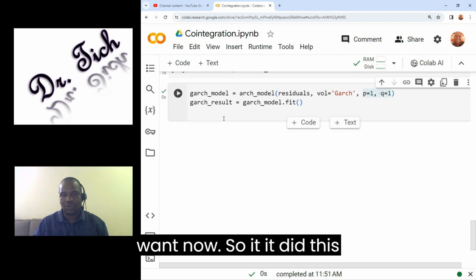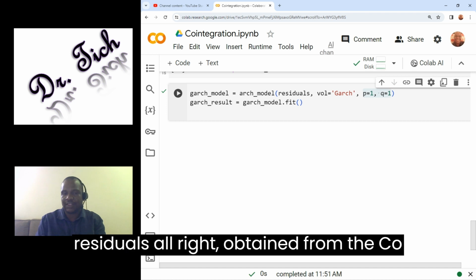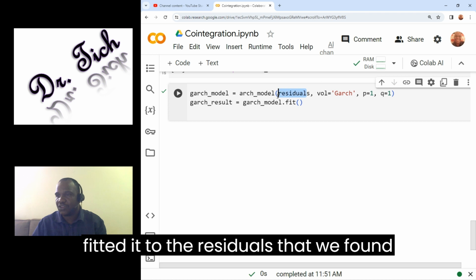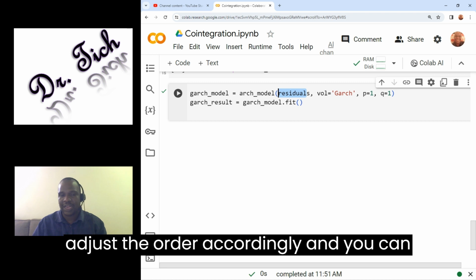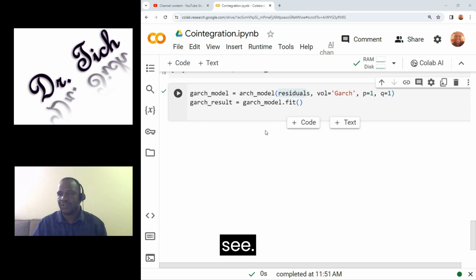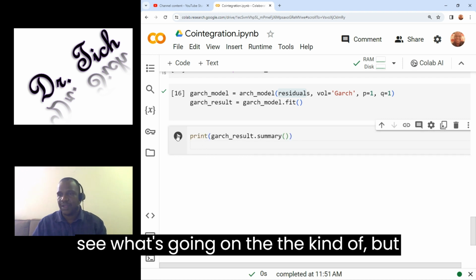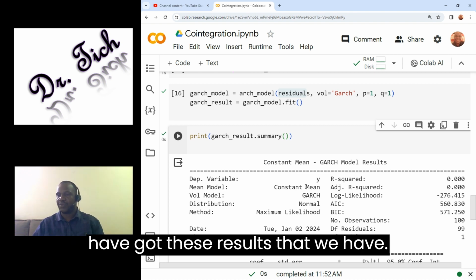We want now, so it did this, because we fitted this to the residuals obtained from the co-integration. So you can see that we fitted it to the residuals that we found from the co-integration test, and you can adjust the order accordingly. And you can also print the results, so let me just say print here so that I can see what's going on. But this is what we have seen already. So we have got these results that we have.